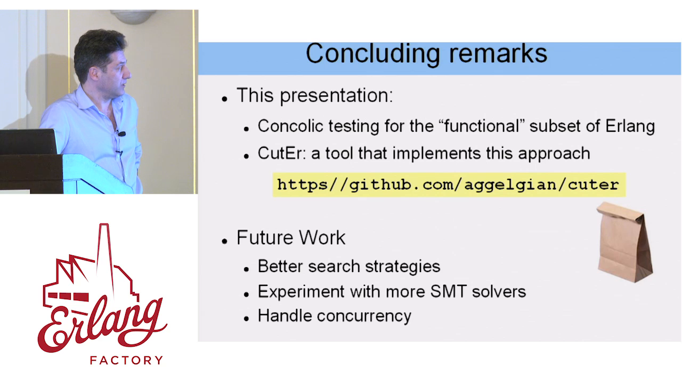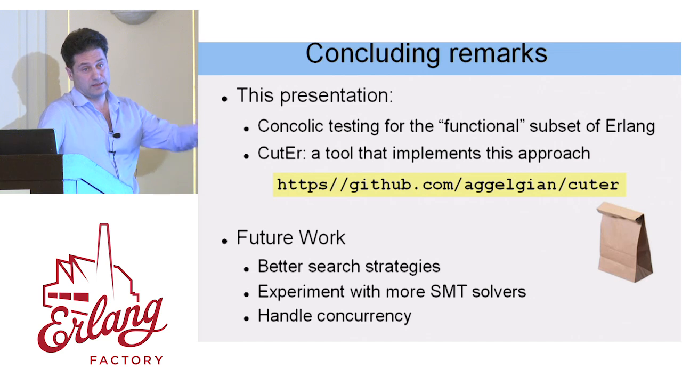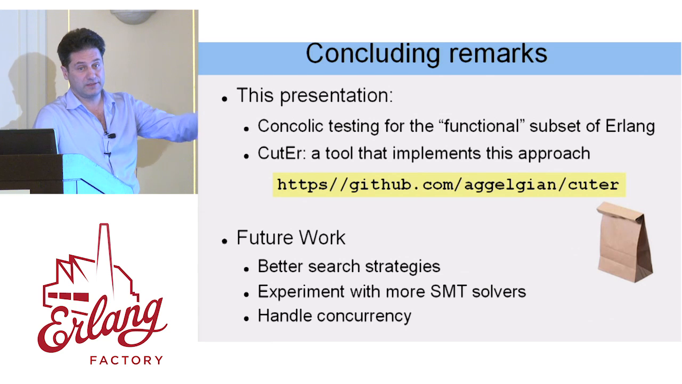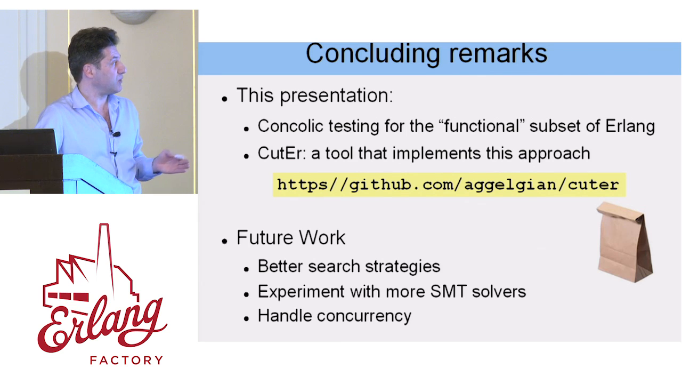Future work: we are doing better search strategies. We are experimenting with more SMT solvers, and we're trying to handle concurrency also. Concolic execution just tries to do path coverage, but the interaction of processes is on a different level. So you need something that controls also the scheduler. We have quite a lot of experience in doing tools like that, but not in the context of Concolic execution.